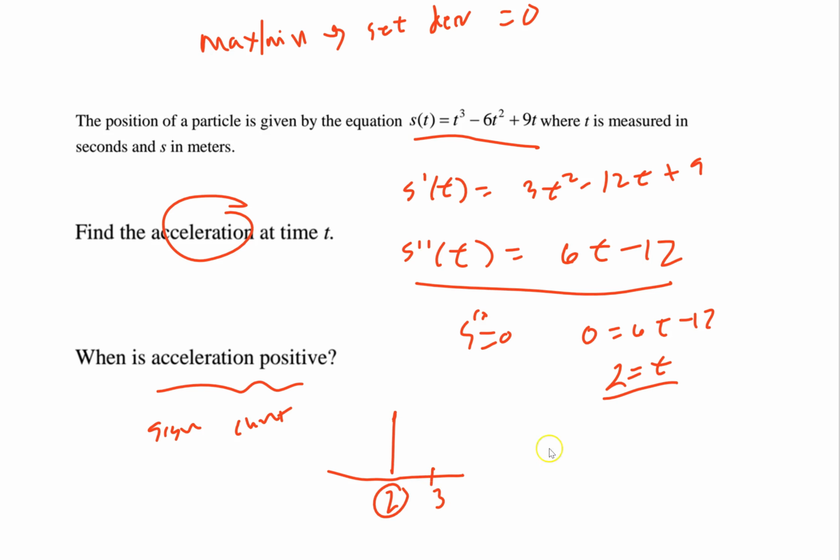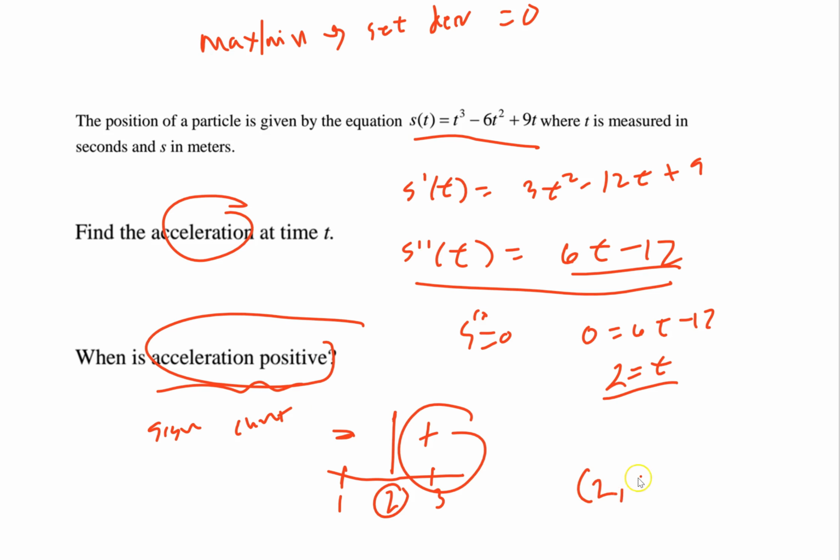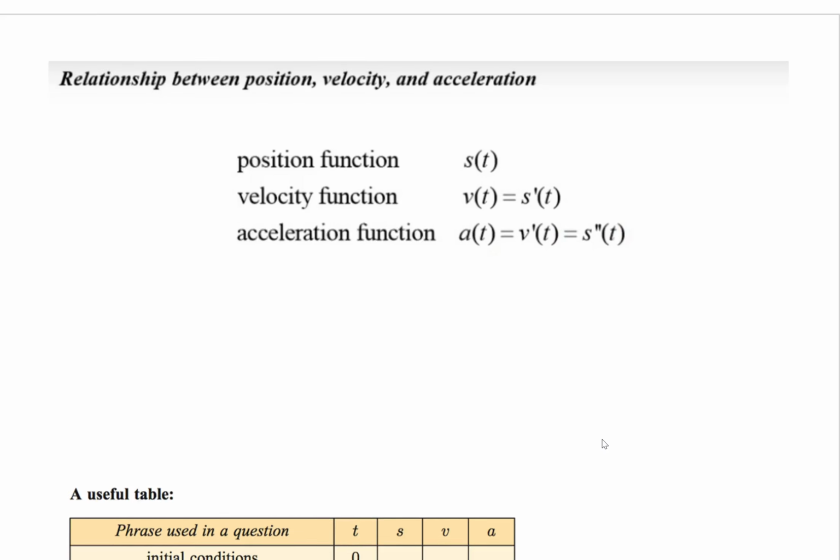Plug 3 into your derivative. That's 18 minus 12, so that's a positive. On the other side, plug in 1. That's 6 minus 12, which is negative. So acceleration is positive between 2 and infinity. That's acceleration. So those are the 3 main functions we're talking about.